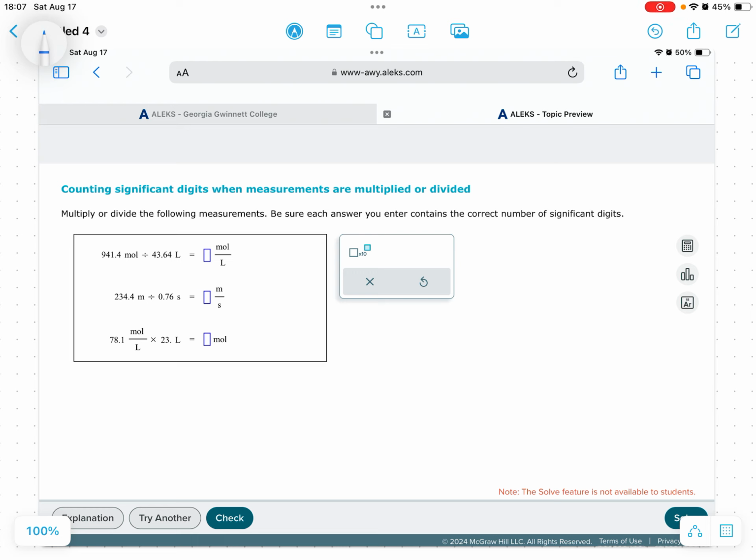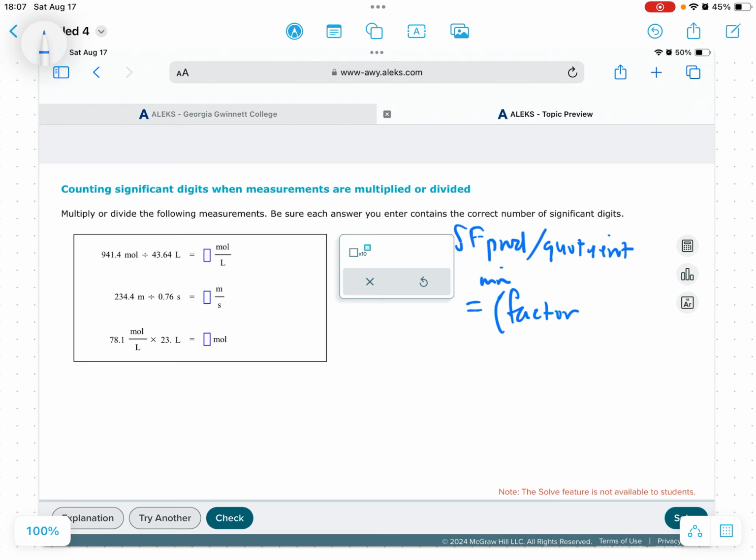You know what I'm going to do? I'm going to click explanation. By the way, this is just a screenshot, so I can't really click on these buttons, but I'm going to pretend like I'm clicking the explanation. And the explanation says that the sig figs of the product or quotient is going to be equal to the less of the factors. I'm going to say min of the factors.